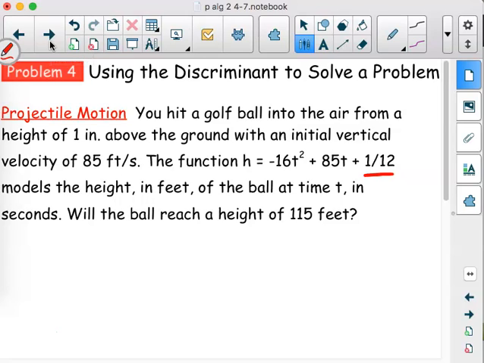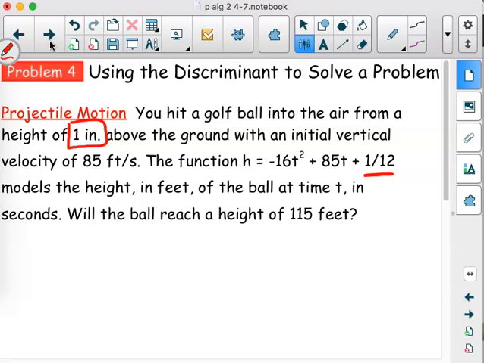If you can see it, please unmute and let everybody know where that 1/12 came from amongst all those words. The height of 1 inch above the ground. There it is. Notice everything else is in feet. We need everything in feet. So 1 inch would be 1/12 of a foot. Yuck, 1/12 in there. Well, we have some work to do anyway, because we want to know when the ball is going to reach 115 feet.